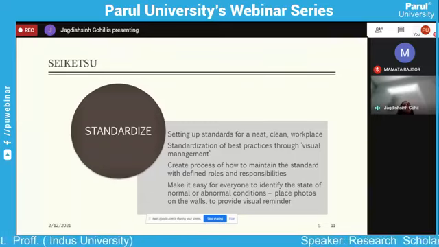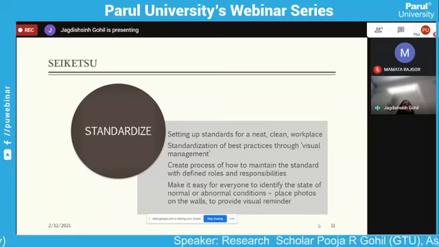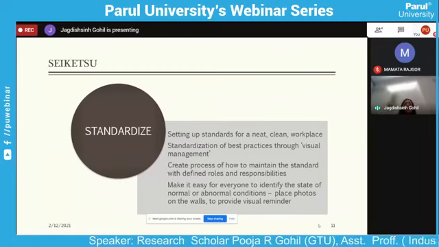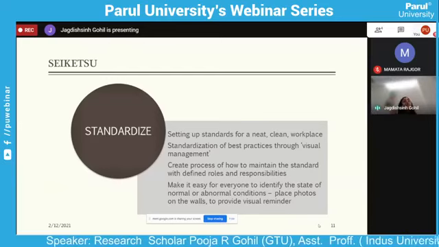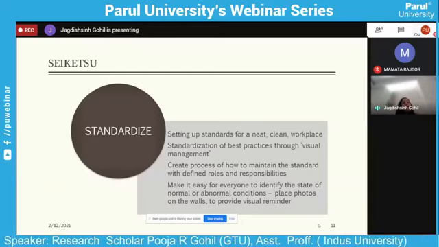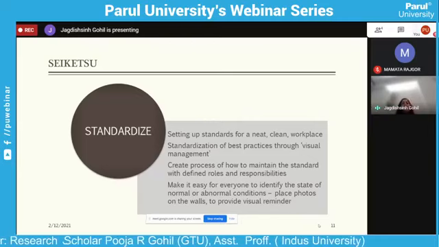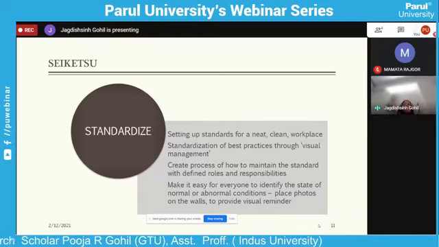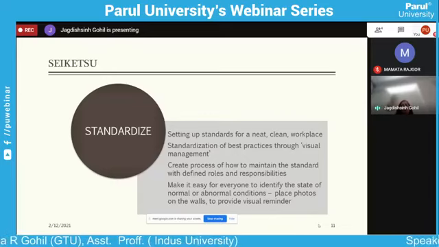Fine. Create a workflow in such a way that you can maintain your standard, which defines roles and responsibilities. You should give different roles and responsibilities to different persons on your side so that the process or the flow can be maintained. Make it easy for each and every person to identify which of the conditions are normal and which are abnormal, right?